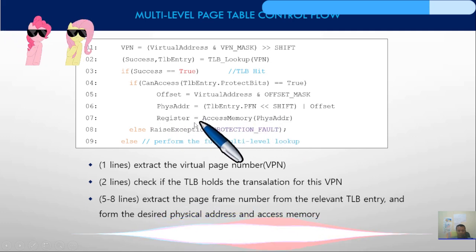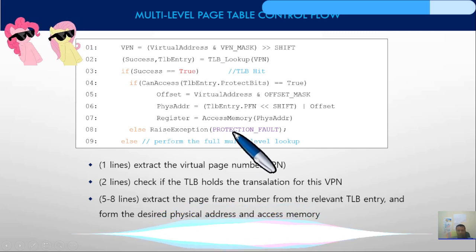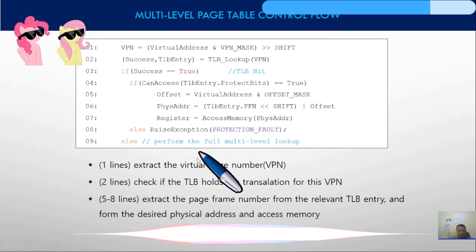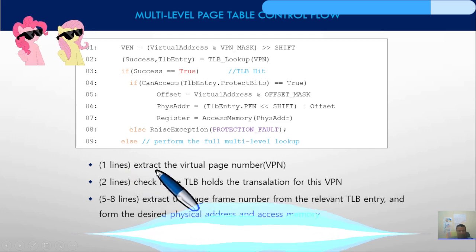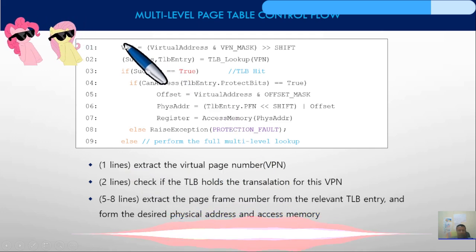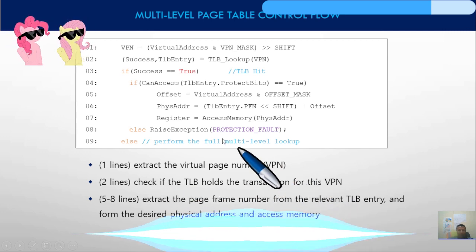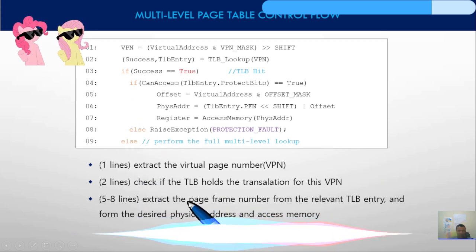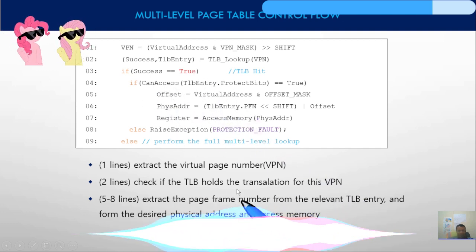The register will go in the physical address. But otherwise, there is an exception, protection fault. Okay, perform the full multi-level lookup. So if this is a TLB hit, as you can see, extract the virtual page number, then check if the TLB holds the translation for this VPN in the lookup. Extract the page frame number from the relevant TLB entry, form the desired physical address and access memory.